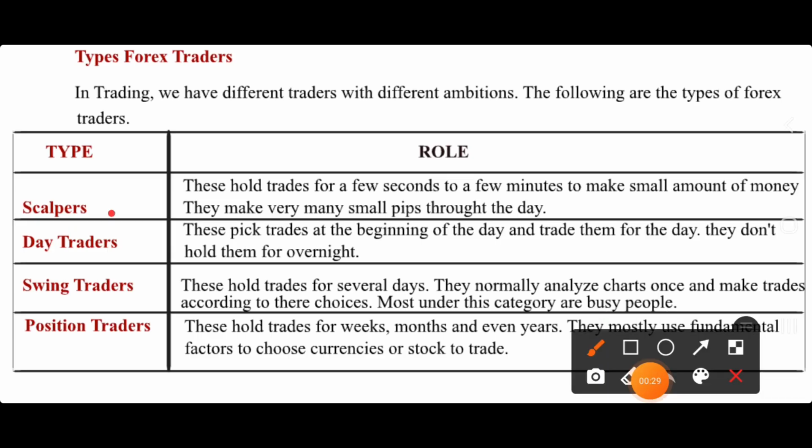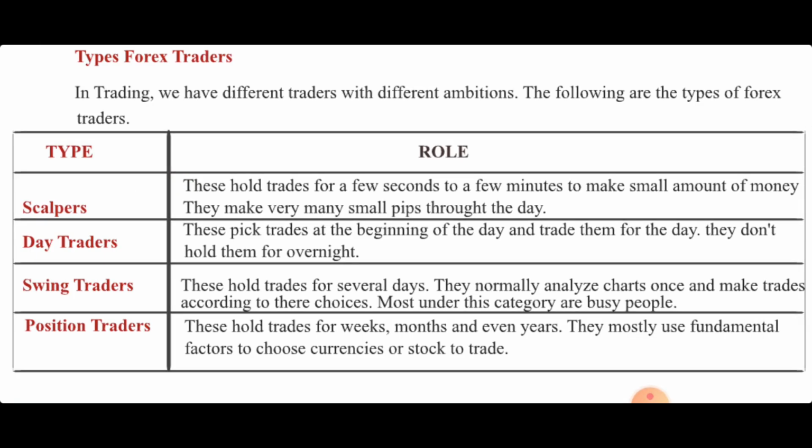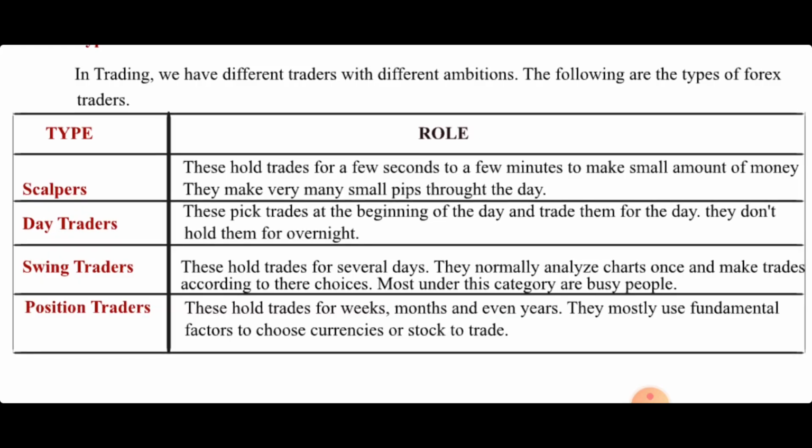Beginning, we have the type of traders called scalpers. What is the lore of the scalpers? These hold trades for a few seconds to a few minutes to make small amounts of money. They make very small pips throughout the day. A scalper can be someone who has time to monitor the Forex charts, as we shall be seeing in the next courses. If you have enough time, you can sit on your phone or computer and be making money continuously by scalping. That is entering the market, and when you make small amounts of money, you get off the market.